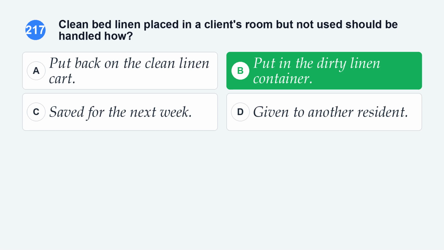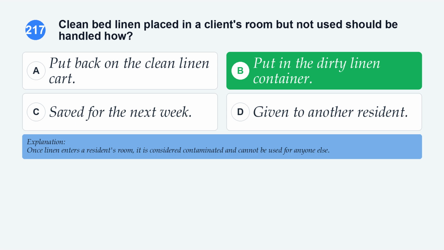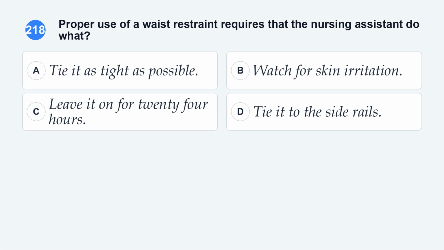The correct answer is option B, put in the dirty linen container. Explanation. Once linen enters a resident's room, it is considered contaminated and cannot be used for anyone else. Question 218. Proper use of the waist restraint requires that the nursing assistant do what?